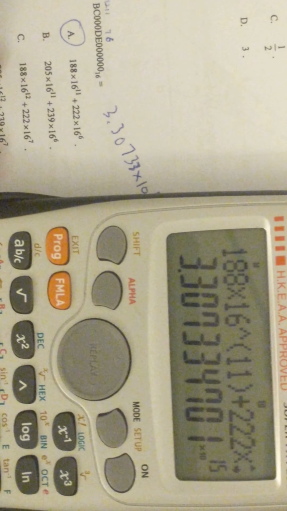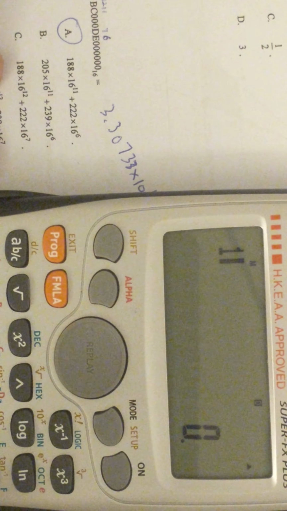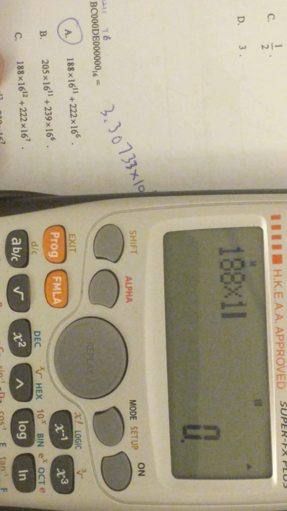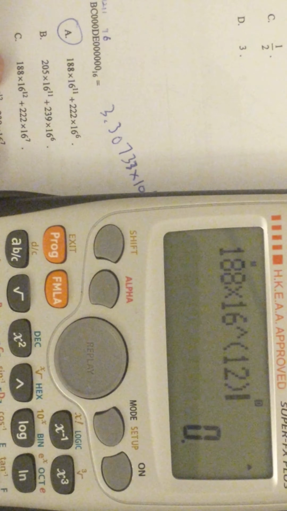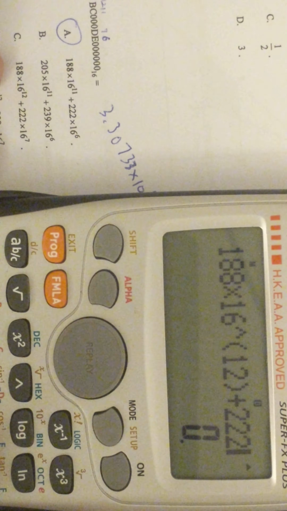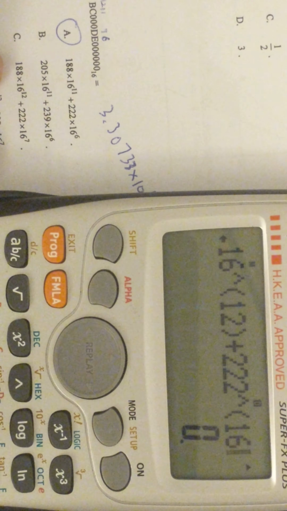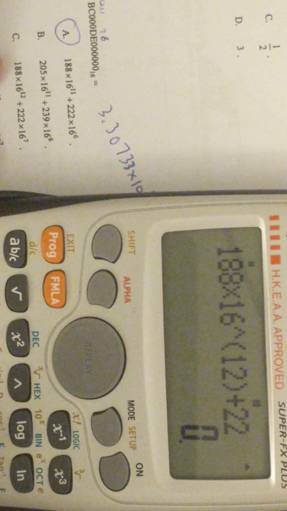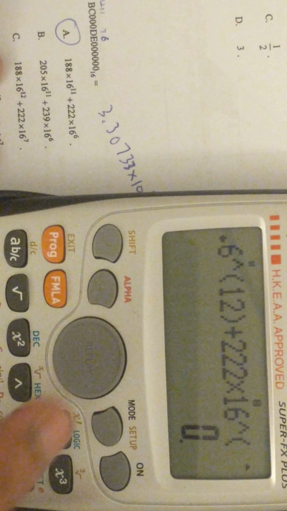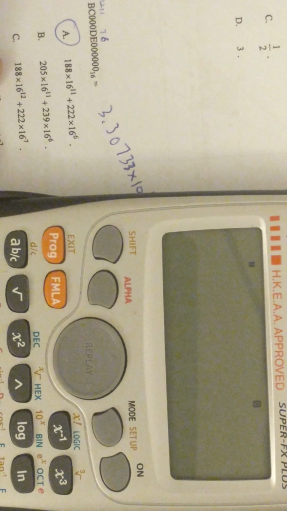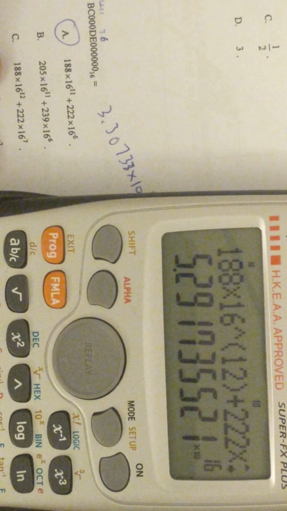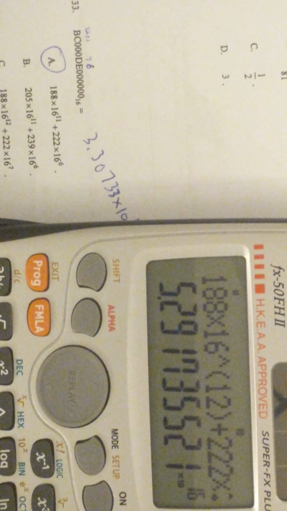Let's check C as well. So C is 188 times 16 to the power of 12 plus 222 times 16 to the power of 7. So it doesn't give you the same answer, so the answer is A.